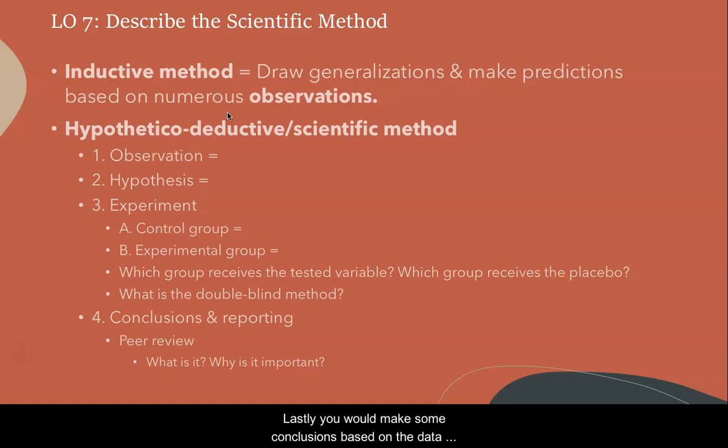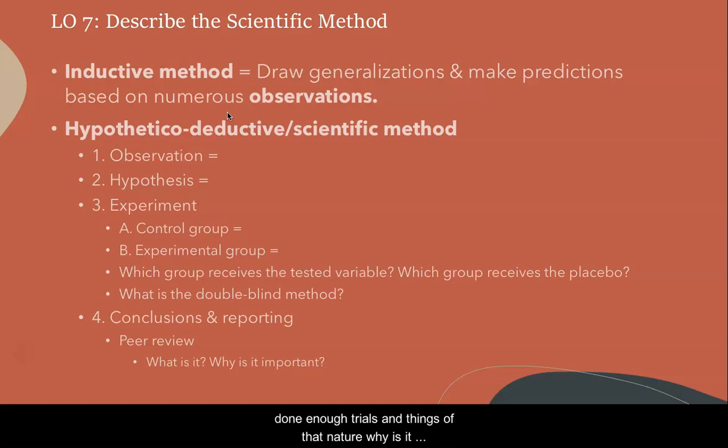Lastly, you would make some conclusions based on the data. You would do some mathematics, statistics on those data, and then you would make a report. You'd write a scientific report, which would then have to go through a peer review process. What is it? Well, it's other scientists in your area who would check to see if your experiment was well founded, if it was all done correctly, if you had done enough trials and things of that nature.